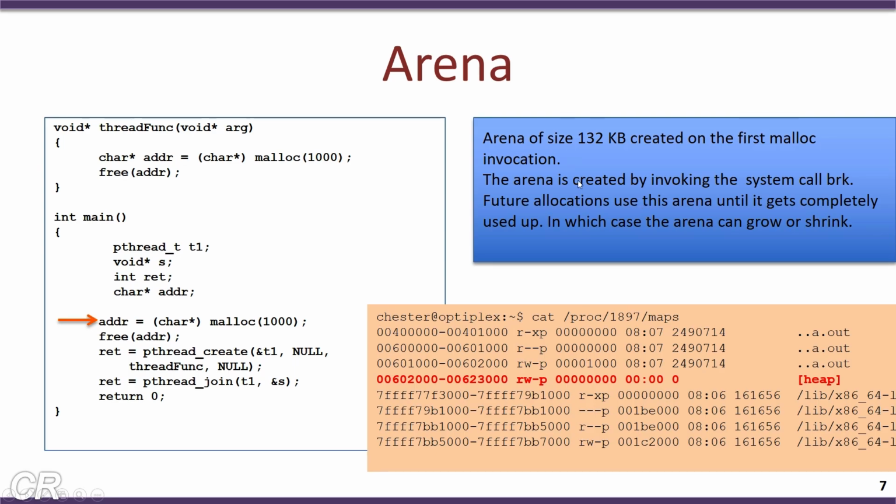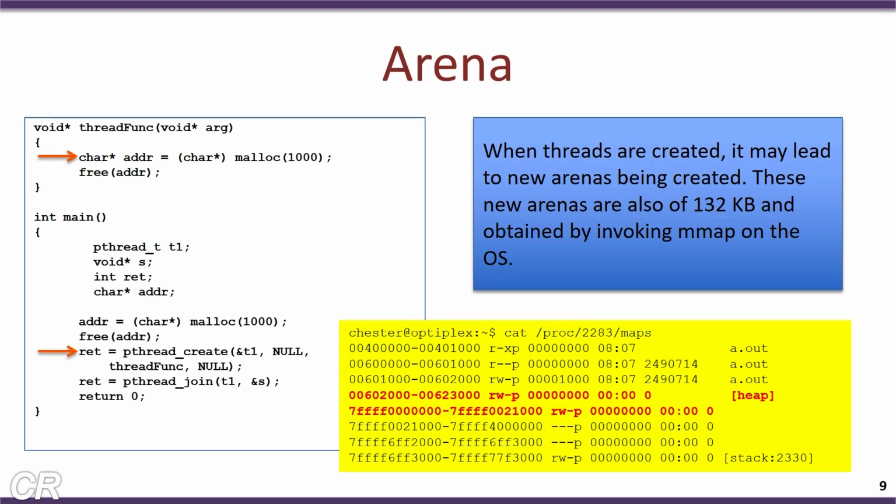This entire area of 132 kilobytes, which is allocated by the main thread of the program, is known as the main arena. Now this main arena is split into various sub-heaps and used to satisfy various malloc invocations from the main thread of the program. Now let us see what would happen when we invoke the pthread_create.